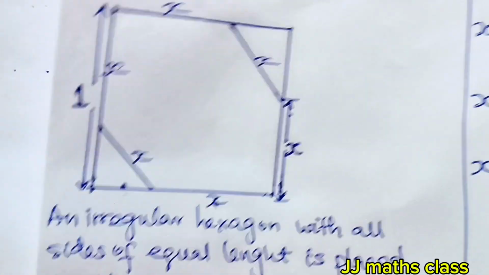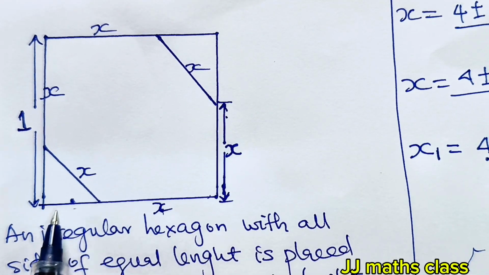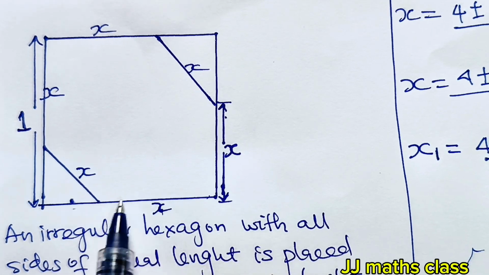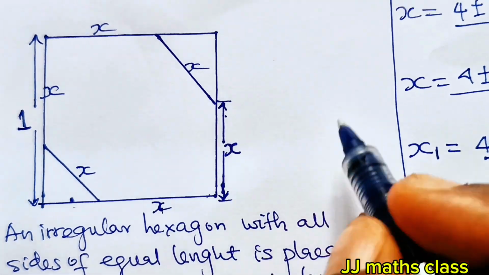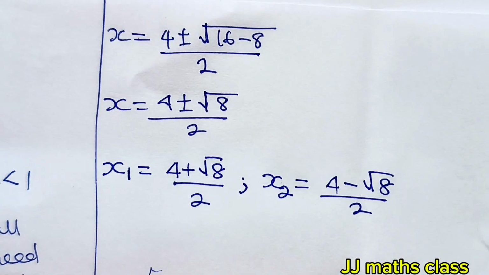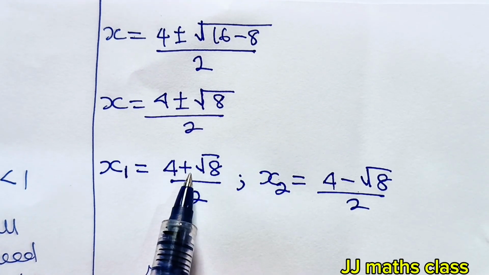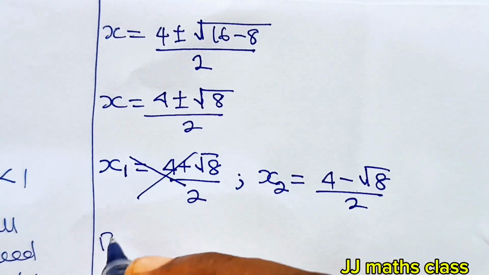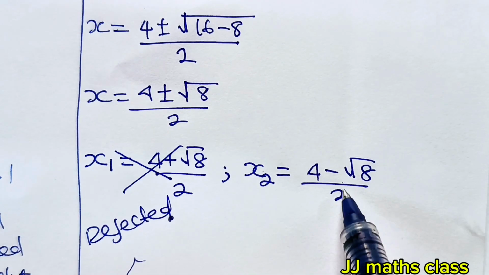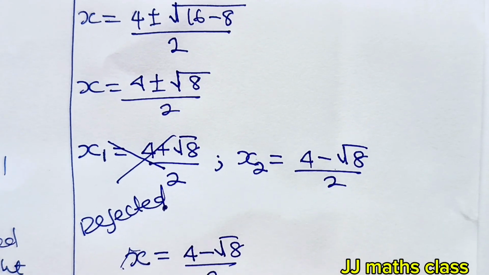Let's go back to the drawing. If you look at this drawing now, you notice that we are told that the whole of this place is 1, right? And we are looking for x. So it simply means that x is less than 1. Okay, that one is certain. Now let's go back to this place. If you look at this, notice that 4 plus root 8 divided by 2 is greater than 1. So that means that this side is rejected. Okay, this is rejected. Now it simply means that our x is this. So we have x is equal to 4 minus root 8 divided by 2.